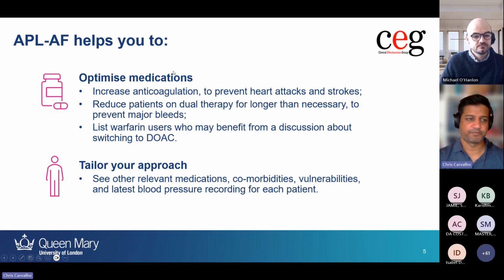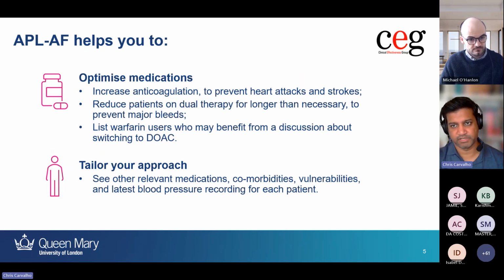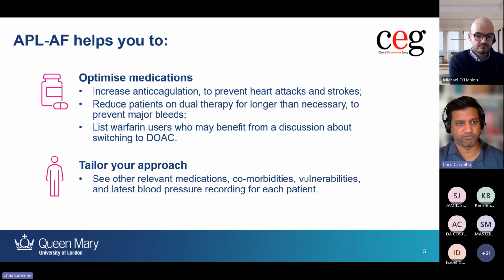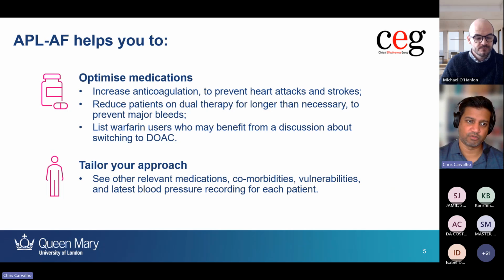So the APL-AF tool helps you to optimize your medication, so it helps increase anticoagulation in the population to prevent heart attacks and strokes. It reduces the patients who are on dual therapy for longer than they need to be, which will help reduce the incidence of major bleeds. And it also shows you the warfarin users who might benefit from a discussion about whether they'd be better off switching to a DOAC. The other aspect of the tool is it helps to tailor your approach, so you can see the other relevant medications, see their other comorbidities, look at their vulnerabilities, and for example, look at their blood pressure recording for each patient.